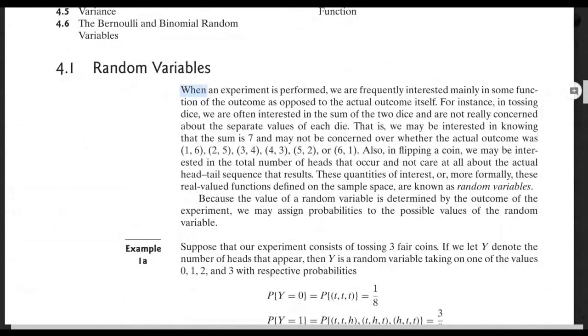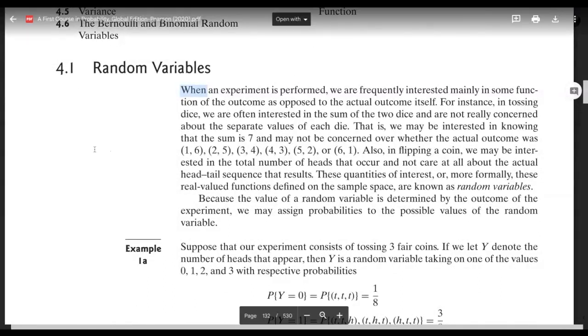When an experiment is performed, we are frequently interested mainly in some function of the outcome as opposed to the actual outcome itself. For instance, in tossing dice, we are often interested in the sum of the two dice and are not really concerned about the separate values of each die. That is, we may be interested in knowing that the sum is 7 and may not be concerned over whether the actual outcome was 1 and 6, all those possible outcomes.